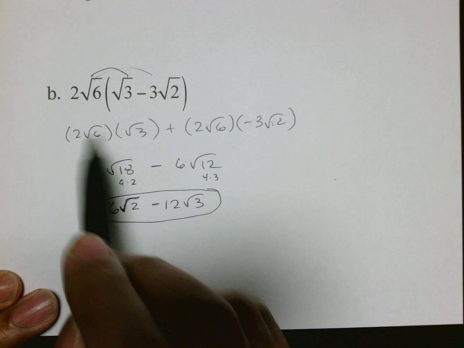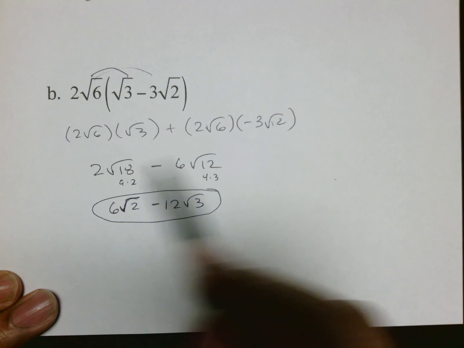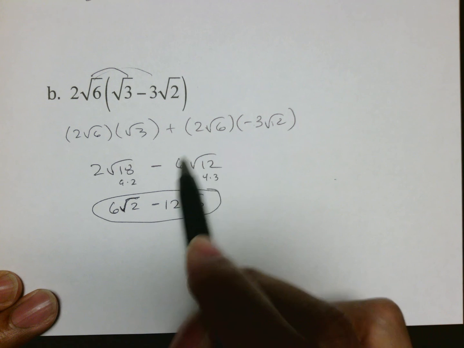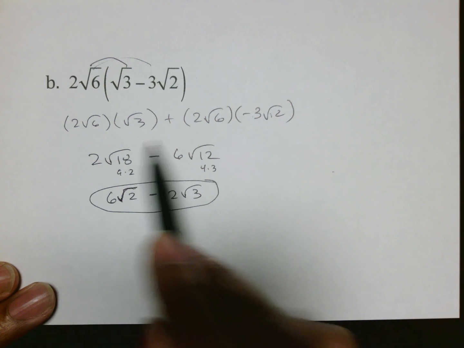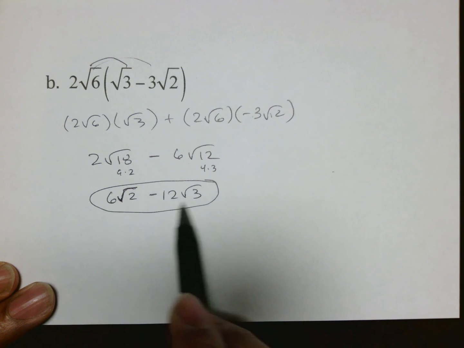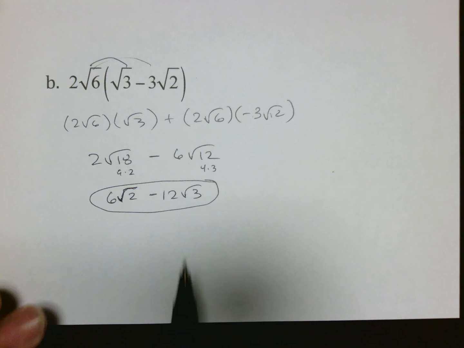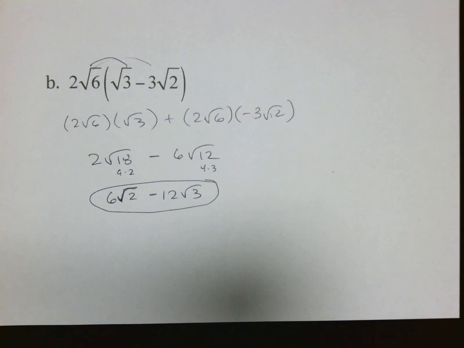I believe it's pretty easy to do your multiplication to get your 2 root 18 and your negative 6 root 12. Where you're going to have issues if you don't practice is turning this into its proper form, which is 6 root 2 minus 12 root 3. And again, that is where you need to focus your efforts because that's really where the problems start to occur.